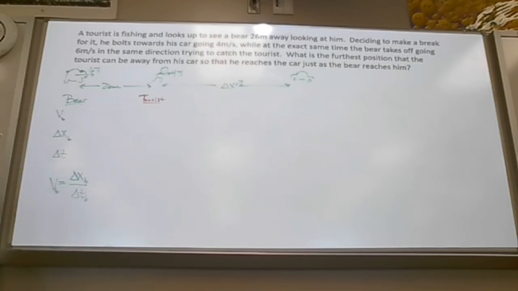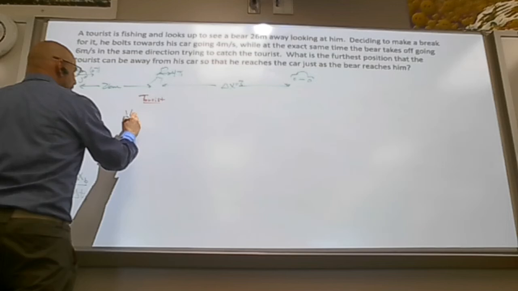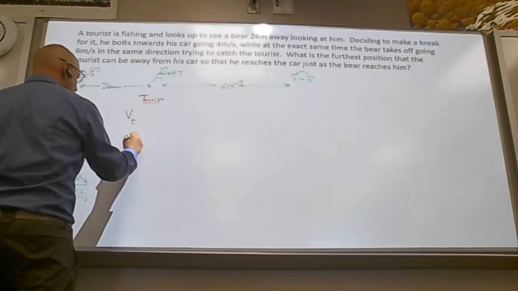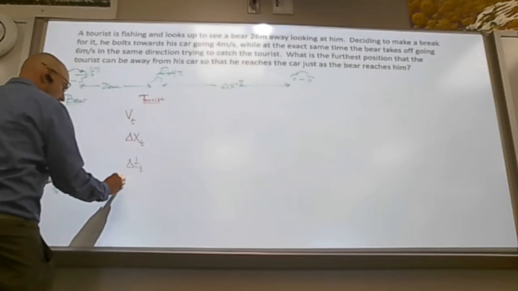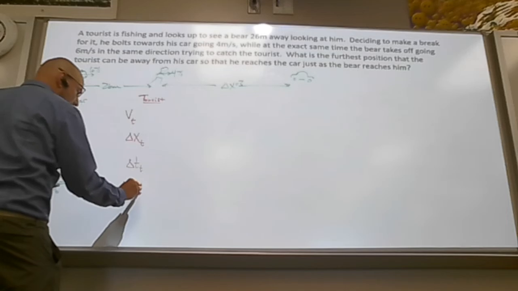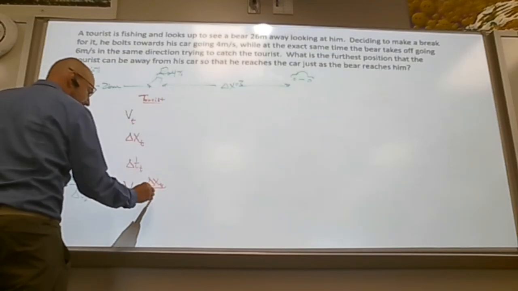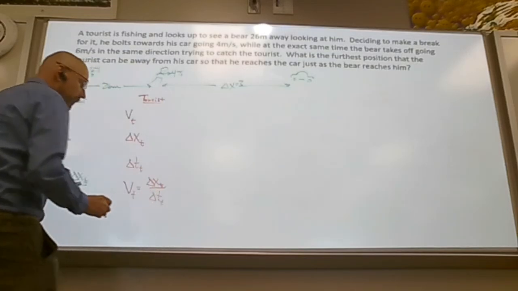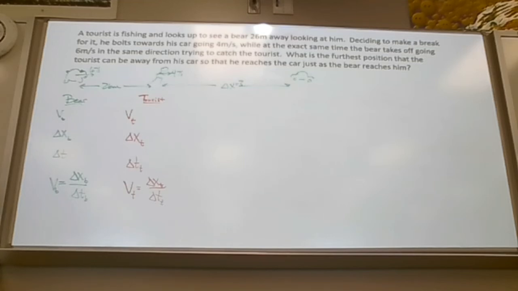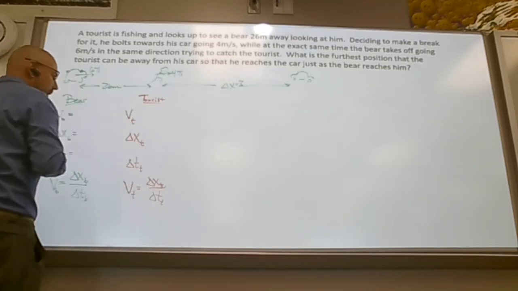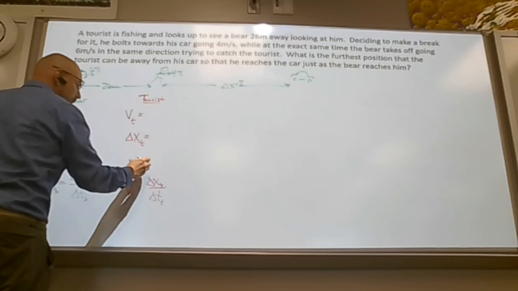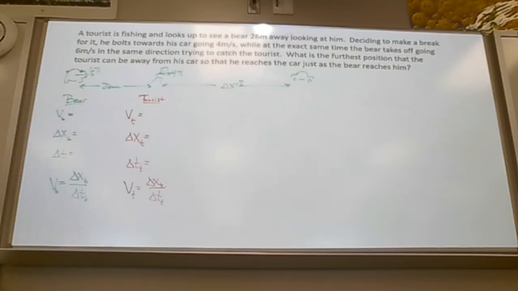I need the same stuff for the tourist. I only have this equation to work with, but I need a separate equation for the tourist. So see if you can figure out, fill in as much as you can for those variables.